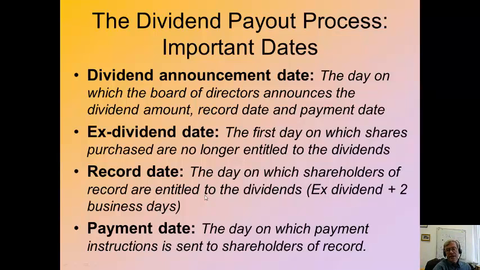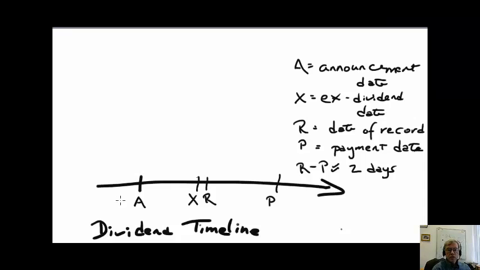Usually the record date is 2 days after the ex-dividend date, and the payment date is the date on which payment instructions are actually sent to the bank and the subsequent payment goes to the shareholders. So we have the announcement date, the ex-dividend date, the record date, and the payment date, where the difference between the ex and the record date in Hong Kong and in the United States is 2 days.